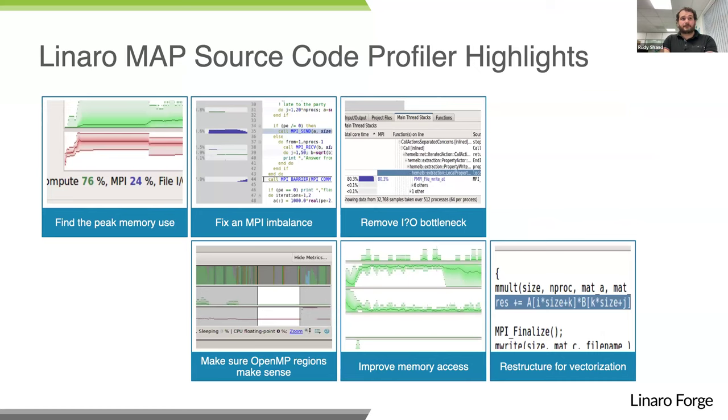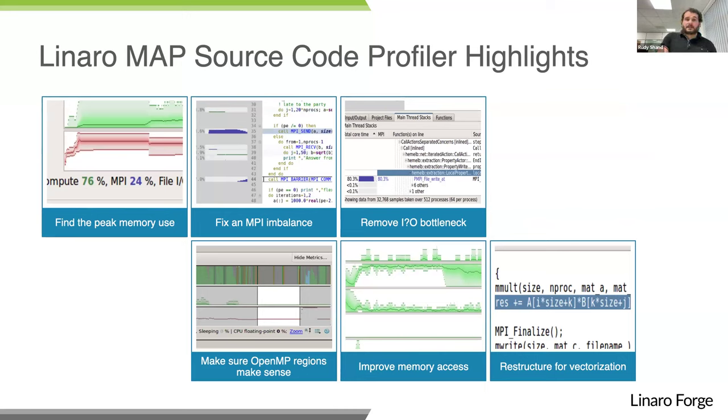Some of the highlights of MAP: it can find the peak memory usage. So you see how memory is being used across the application, and you can find a particular peak. You might see an issue in MAP that you're using more memory than you expect. You could probably put DDT on top of it and do some memory debugging.